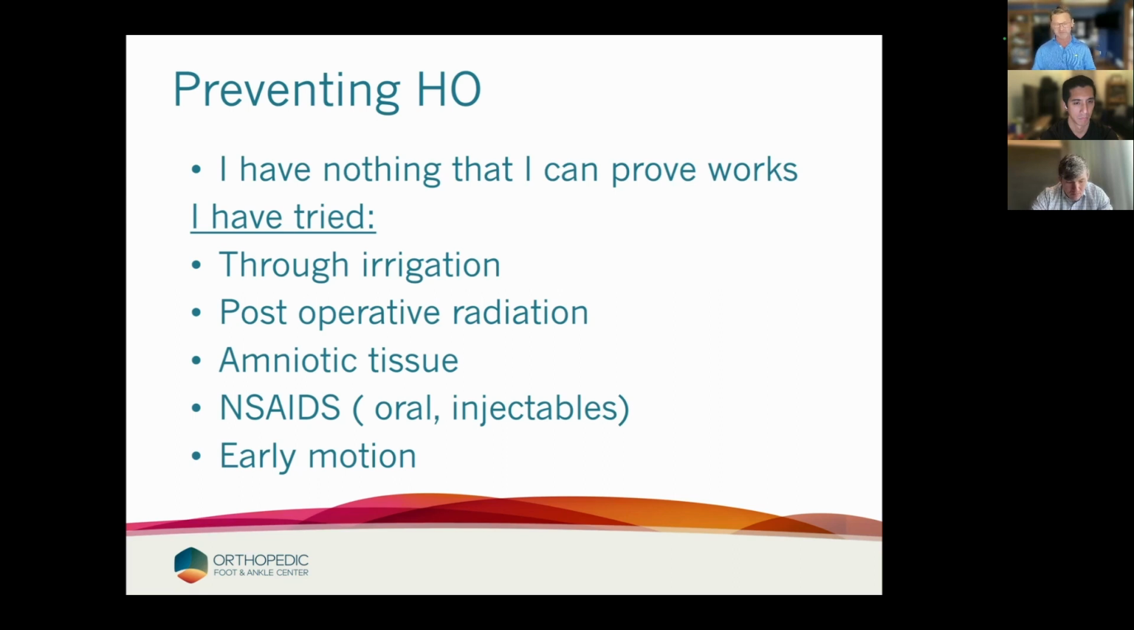We've used amniotic tissue. I'm not convinced it works. We use oral steroids. We've used injectable steroids, and we've used early motion. So I think HO is one of those. You just got to kind of know that it's in our world and then address it.